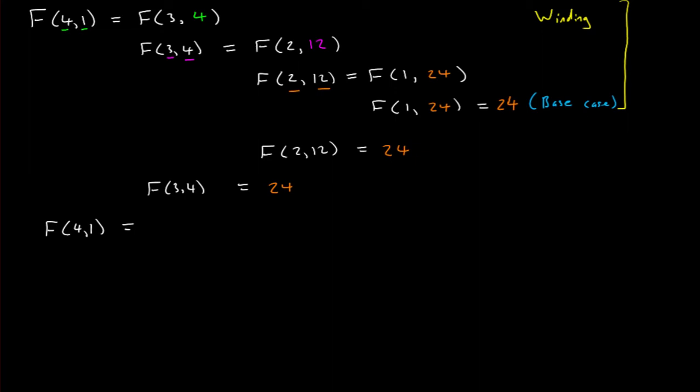Well, what on earth is that? Well, look here, f of 3 and 4. But we've just worked out f of 3 and 4, and the result is 24. And this is our answer. We have that 4 factorial is equal to 24.